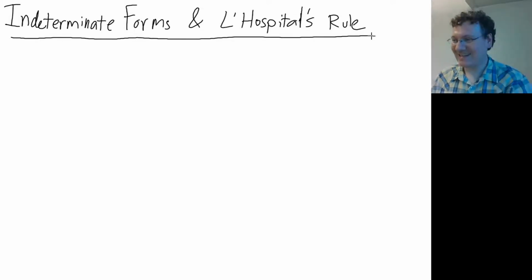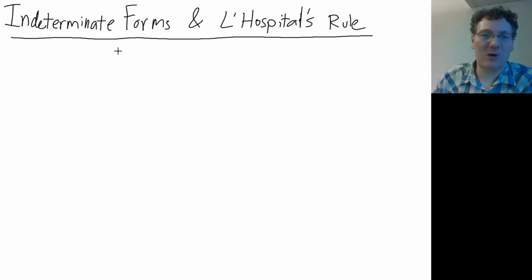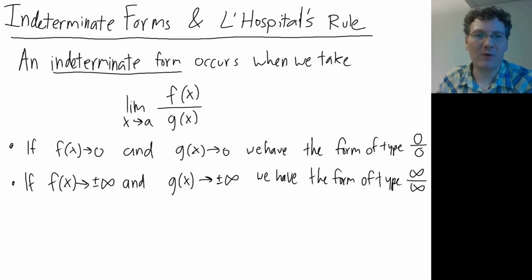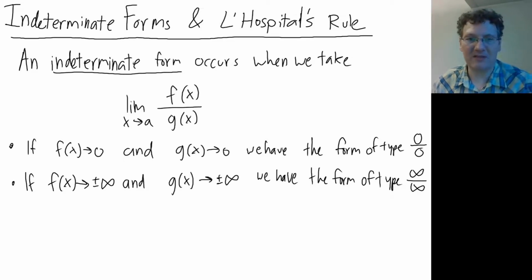So, first we'll talk about what an indeterminate form is. An indeterminate form is something we'll see when we have limits. When we take the limit as x approaches a of f of x over g of x, if the numerator goes to 0 and the denominator goes to 0, we have the indeterminate form of type 0 over 0. And if both the numerator and denominator go to infinity, either positive or negative, we have an indeterminate form of infinity over infinity. Anytime we have this kind of indeterminate form for our limits, we can use L'Hôpital's rule to evaluate the limit.